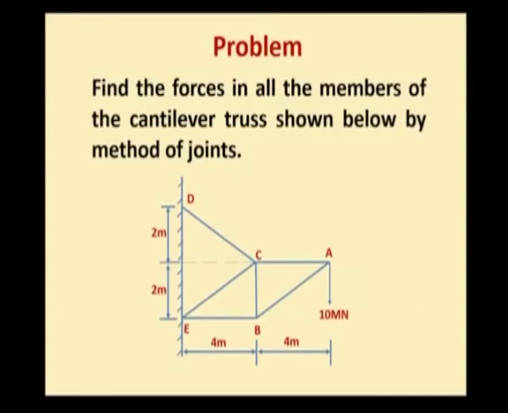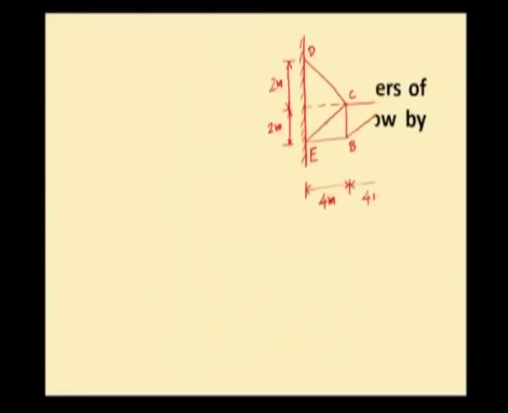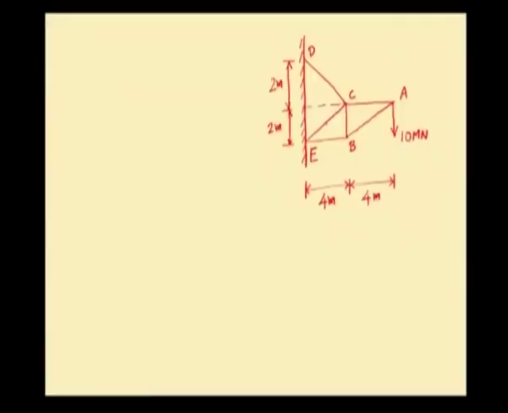We are asked to find the forces in all the members of this cantilever truss by method of joints. So, this cantilever truss has 6 members. We have to determine the forces in all these 6 members by method of joints. Unlike simply supported beams, there is no need to calculate any support reactions for a cantilever truss. Now, first of all, we shall consider the free end or the joint which is at the right hand end, that is at the free end. So, we are considering the free body diagram of joint A first.